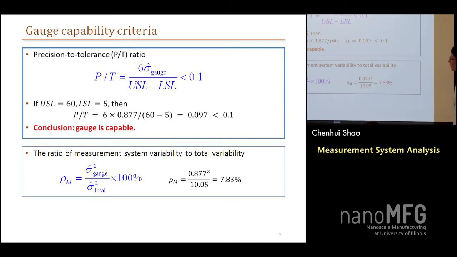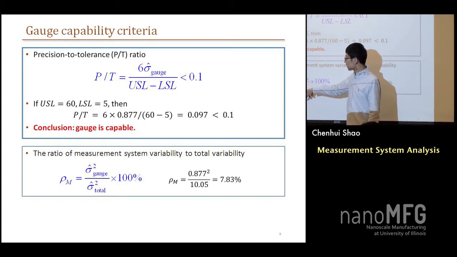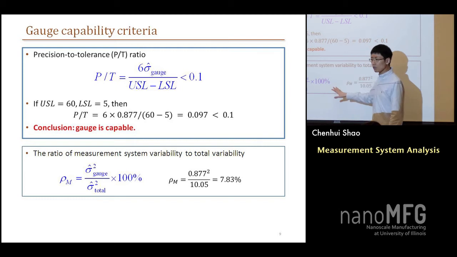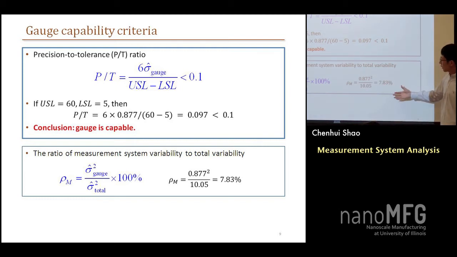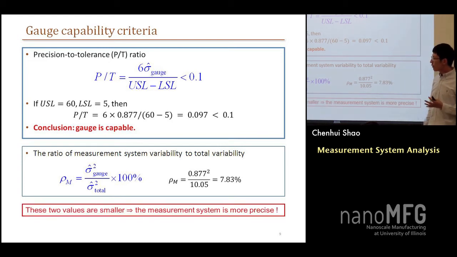Another metric is the ratio of measurement system variability to the total variability. So this is sigma gauge squared divided by sigma total squared. So this also gives you a number. And in this example, we have 0.877 squared divided by 10, which is 7.83%. But for this one, we don't have a strict value like 0.1. Okay? We don't have that. But for both of them, smaller values mean that we have a better gauge. The smaller the better.